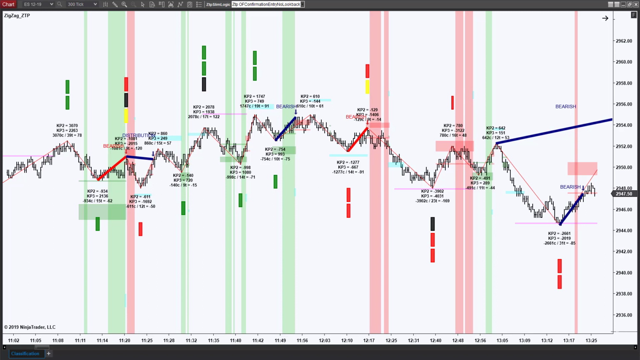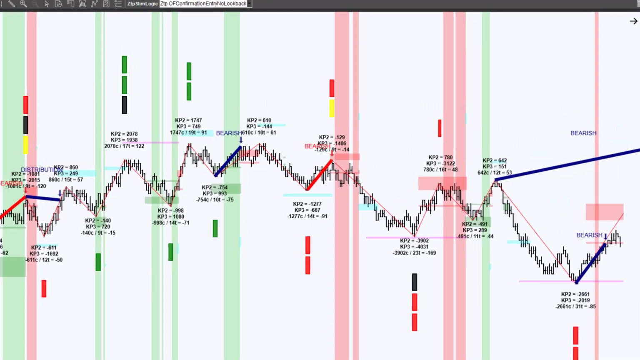Welcome, traders. In this video, we're going to go over what the classification system means and how we go about reading it. We want to look at what these patterns are going to be telling us. So the first thing I want to do is bring everybody's attention to one of the settings within the divergence indicator itself.